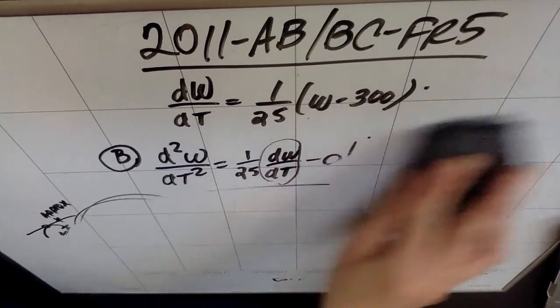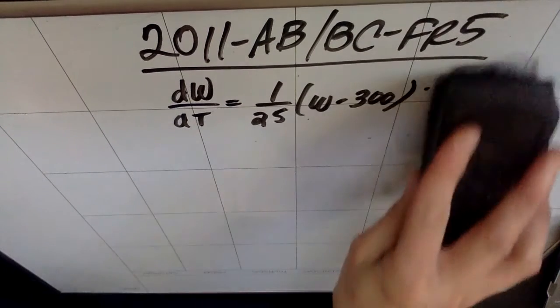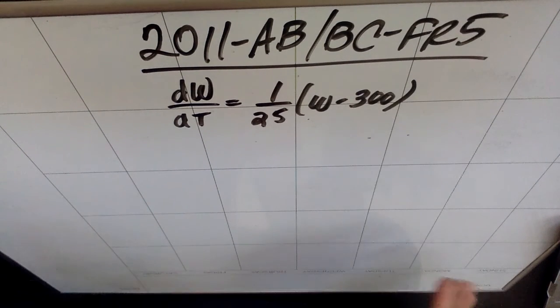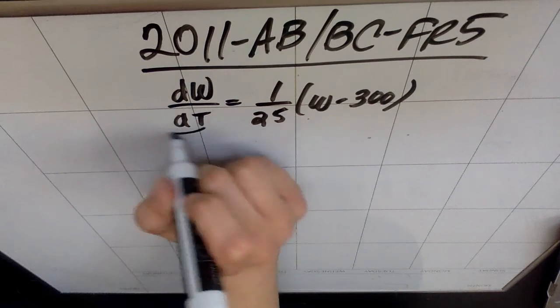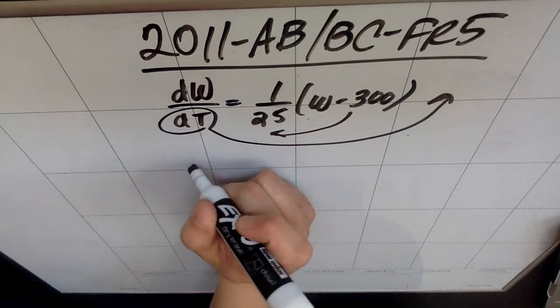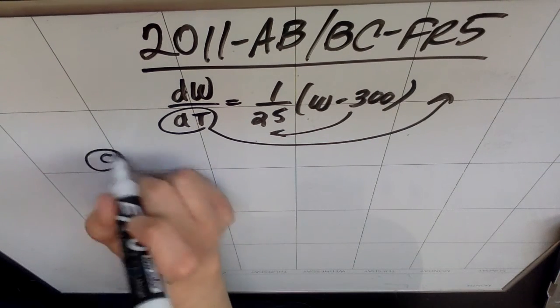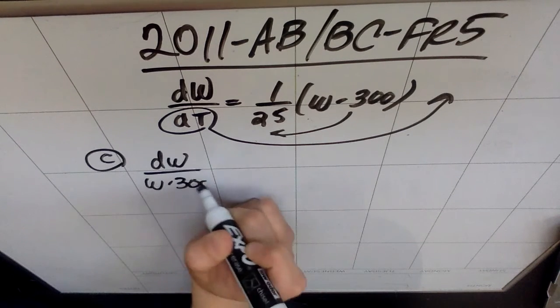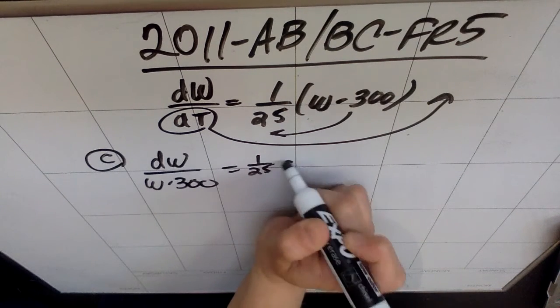So anytime you're handed a separable differential equation, meaning you can multiply or divide to move all the variables to their respective sides, it's likely you're going to be asked to solve. So I'm going to leave the 1/25th over with the t, and I'm going to divide the W minus 300 over. So for my part C answer, I'm going to get dW over W minus 300 equals the 1/25th times the dt, right?